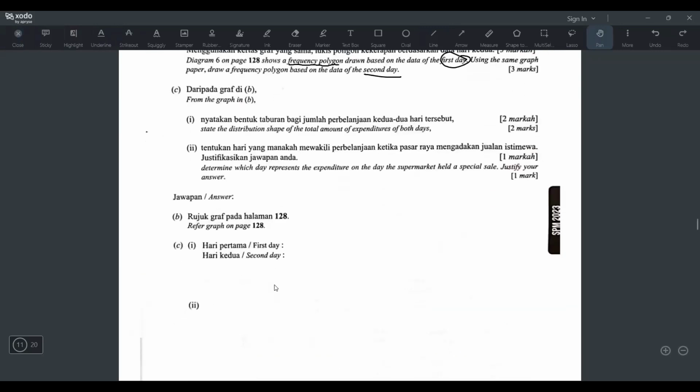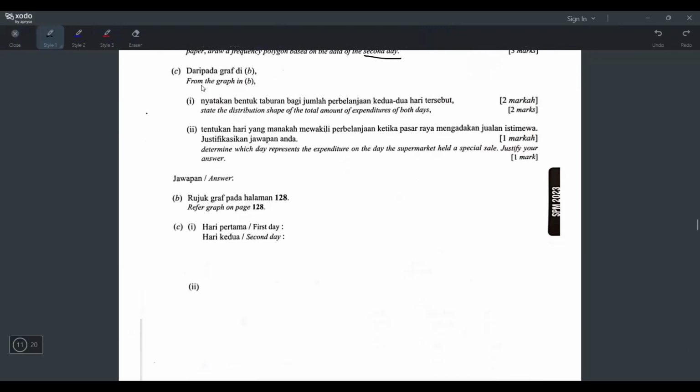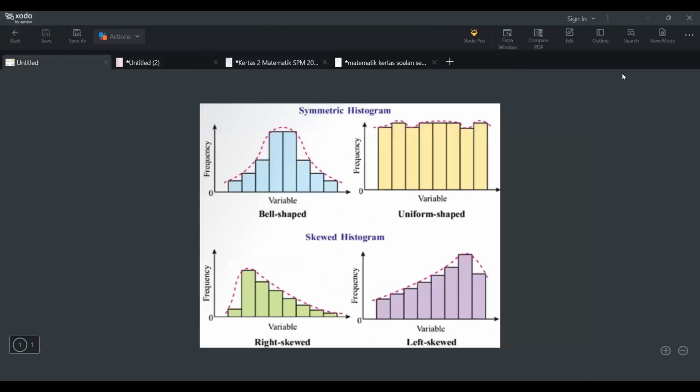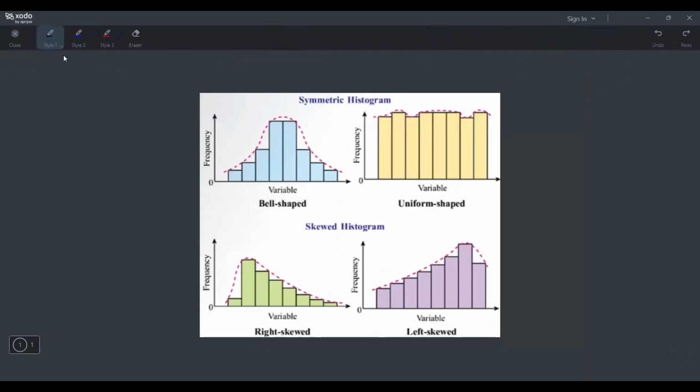Okay, alright, let's do C. C1. State the distribution shape of the total amount of expenditures of both days. Nyatakan bentuk taburan bagi jumlah perbelanjaan kedua-dua hari tersebut. So what is the distribution shape? Okay, let me show you my notes. This is taken from the textbook.